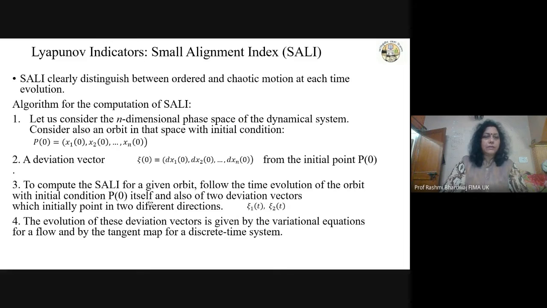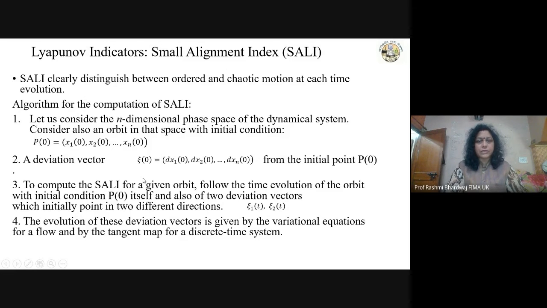Next is the SALI, which is known as the smallest aligned index. This is the most important tool to distinguish between ordered and chaotic motion at each time evolution. What we are doing in this case is taking an n-dimensional phase space and considering an orbit in that space.